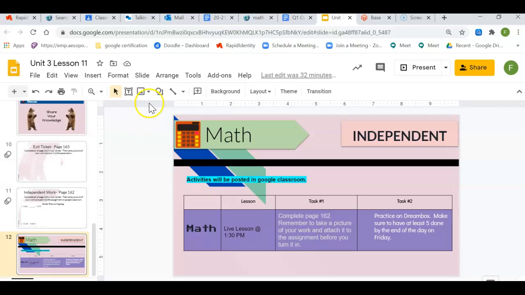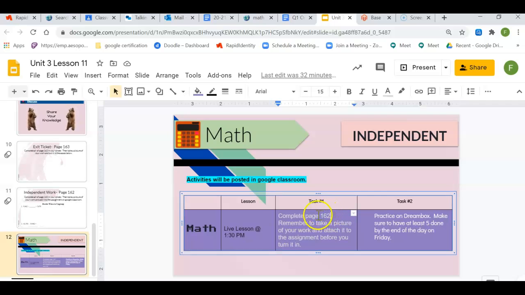And our last slide here is, okay, finishing up page 162. And remember the exit ticket on page 162, that should be turned in. If you are here on our live session, you should make sure you turn that in before the end of the session. If you're not on the live, you're going to make a picture of that and add it to the actual slide. So I'll make sure to add that on there. So that's 162 and 163. And also, practice on Dreambox.